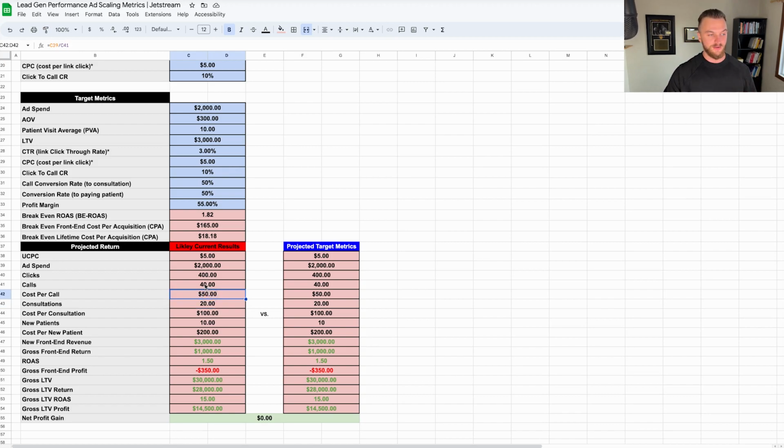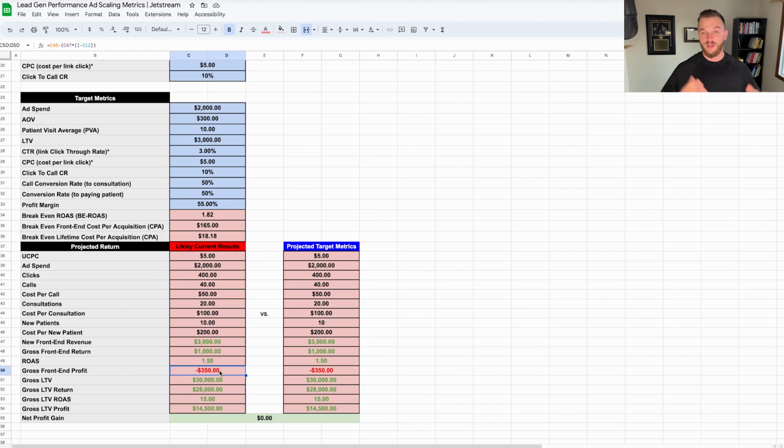And our cost per call would be 2,000 divided by 40, which is $50 per call, a healthy number, right? So 20 consultations would be about $100 per consultation, 2,000 divided by 20. And then we know 50% of those consultations actually convert to a new patient, which would mean we have a cost per new patient of about $200 given these metrics right here. That would mean, in terms of new revenue, $3,000 in new revenue, which would mean a gross front-end return of about $1,000 if you take 3,000 minus 2,000. And then after your profit margin of 55%, you would be left with about a negative $350 balance after your ad spend and profit margin.